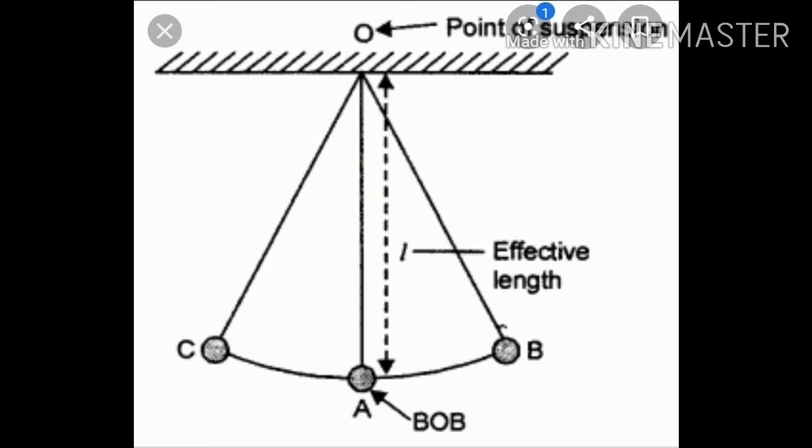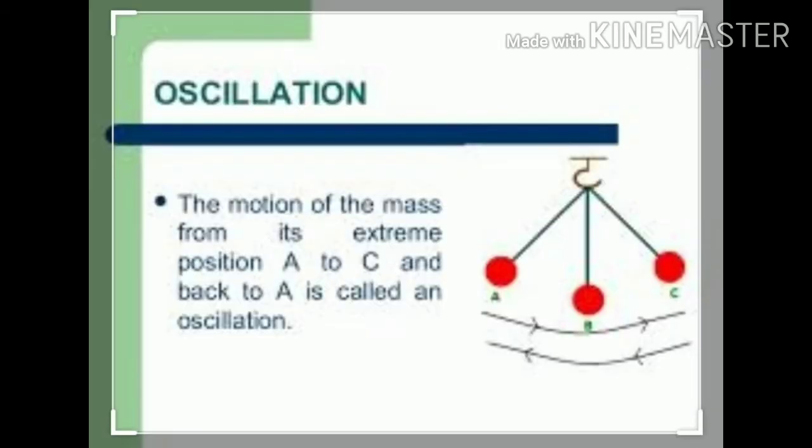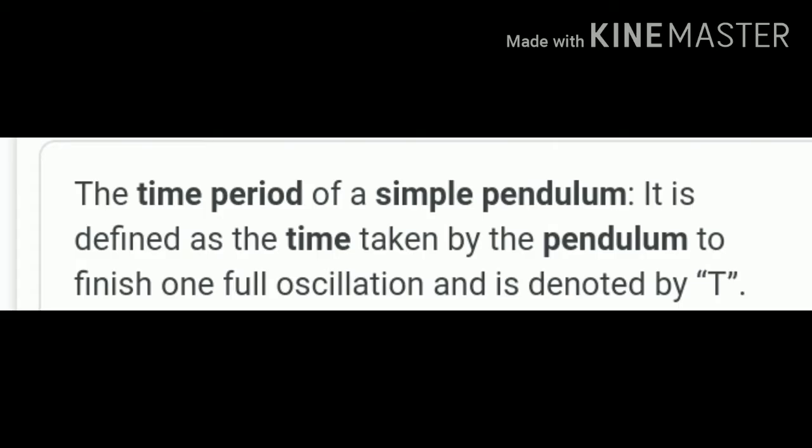The pendulum used in a clock is not a simple pendulum, but a compound pendulum. Some terms related to a simple pendulum are: oscillation. One complete to and fro motion of the bob of a pendulum is called one oscillation. The time taken to complete one oscillation is known as the time period.